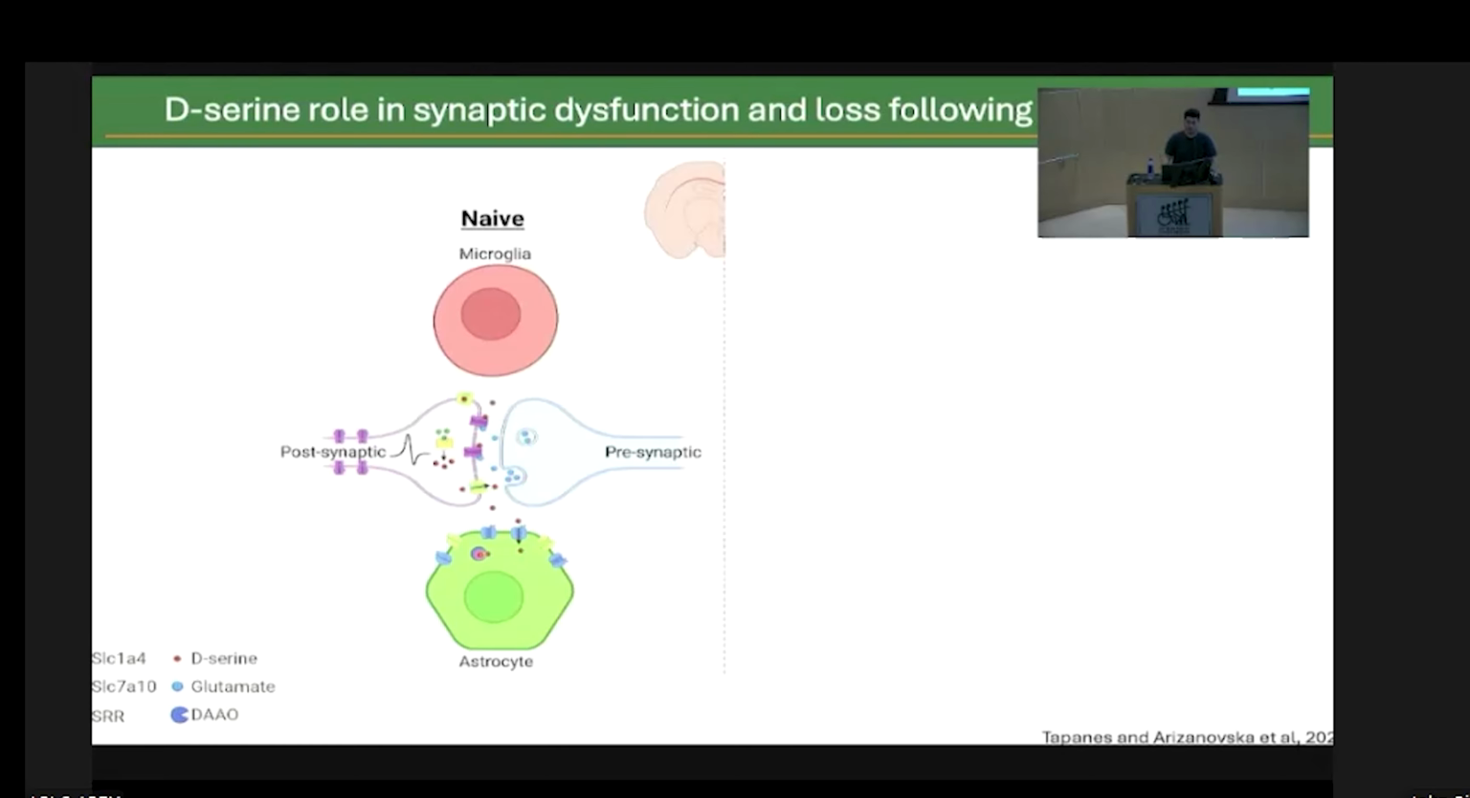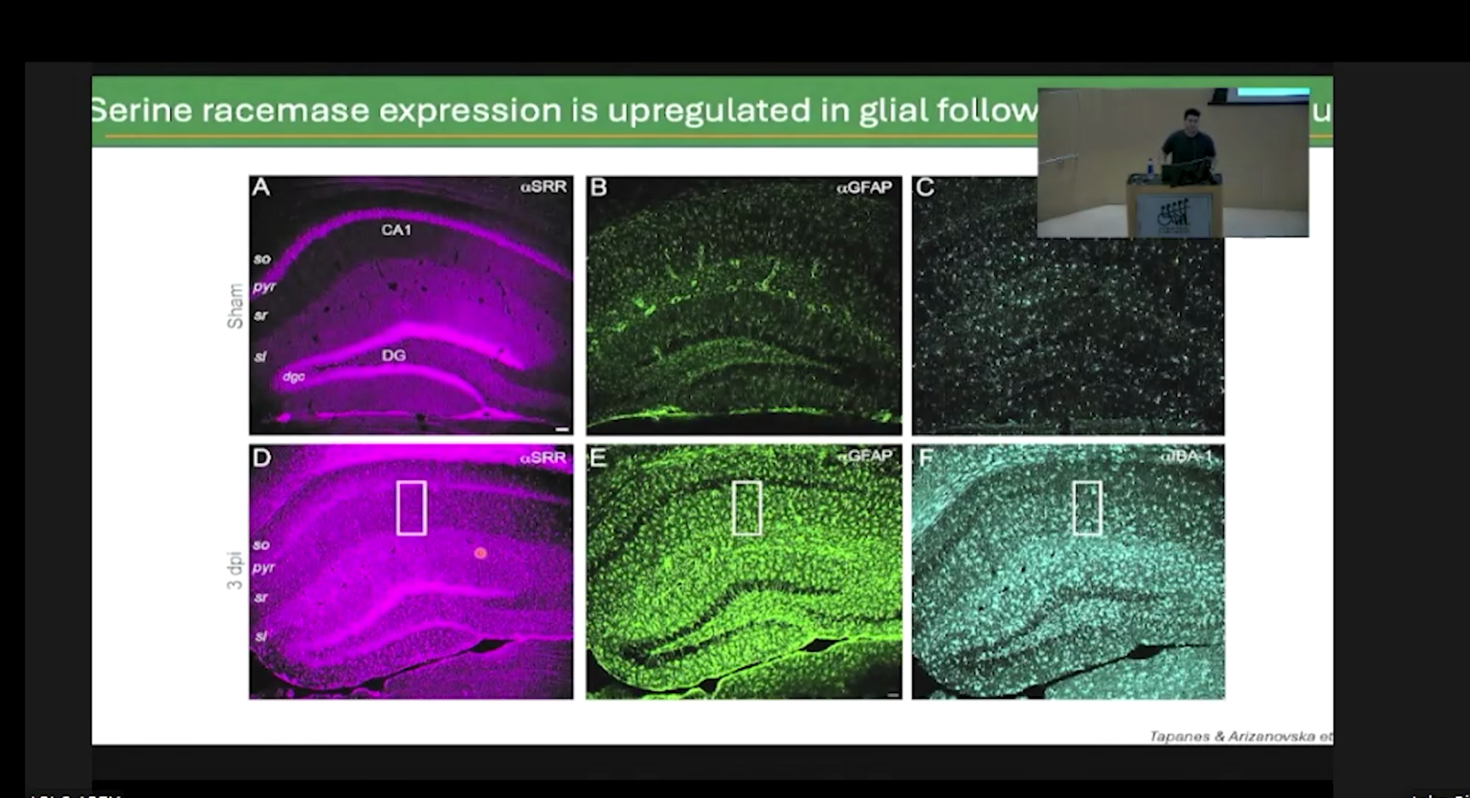So what happens in our injured conditions? To look at that, we did some immunohistochemistry experiments in the hippocampus. In these top 3 boxes are our sham conditions, and you can see in purple our serine racemase stain. Serine racemase is localized to neuronal populations in the hippocampus, such as the CA1, CA2, CA3, and the dentate granule cells. We also have stains for astrocytes with GFAP and microglial cells with IBA1, and these are heterogeneously scattered throughout the hippocampus. However, following injury, we see a significant increase in serine racemase expression. It's not just localized to the neuronal populations, but also spread out through different areas, such as the molecular layer. We also see an increase in reactive astrocytes and microglial cells.